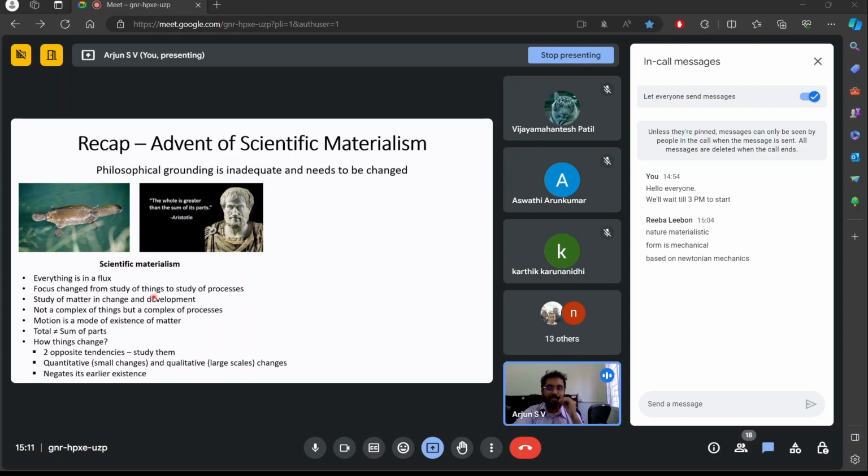So the world started moving from mechanical materialism to a scientific materialism. Scientific materialism says that everything is in a flux, everything is in constant change. So what needs to be studied are not the things, but the change itself. So the study of scientific phenomena started changing its focus from the study of things to the study of processes. What kind of process helps in this change of one thing from A to B?